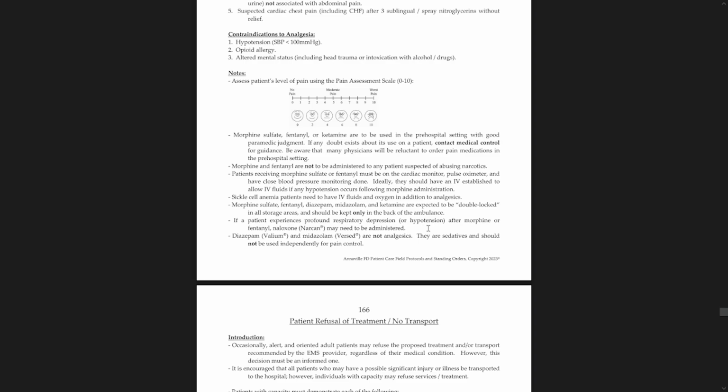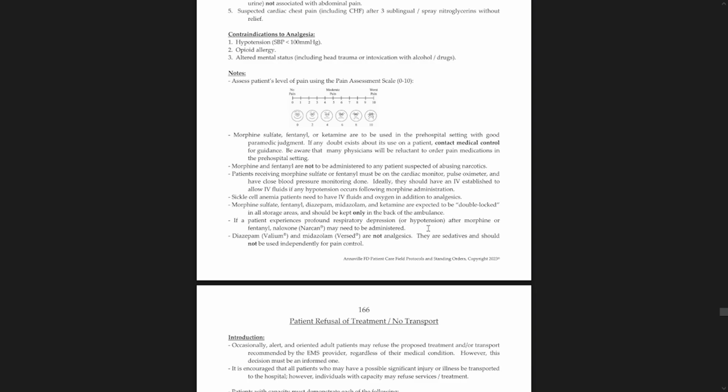Patients receiving morphine sulfate or fentanyl must be on the cardiac monitor, have a pulse ox, and have close blood pressure monitoring done. Ideally, they should have an IV established to allow IV fluids if any hypotension occurs following the morphine administration. Sickle cell anemia patients need to have an IV fluid and oxygen in addition to the analgesics.